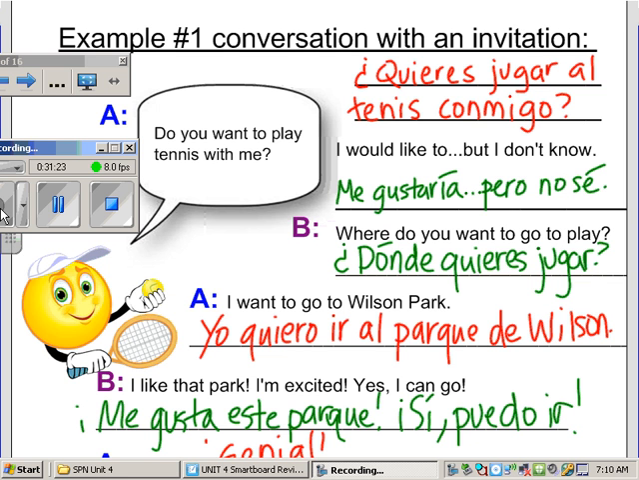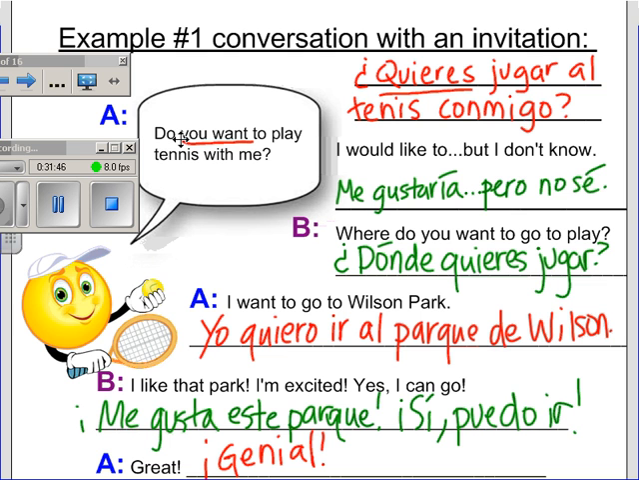All right, so this invitation, you guys, would sound like this. ¿Quieres jugar al tenis conmigo? Me gustaría, pero no sé. ¿Dónde quieres jugar? Yo quiero ir al parque de Wilson. Pues, me gusta este parque. Sí, puedo ir. Genial.